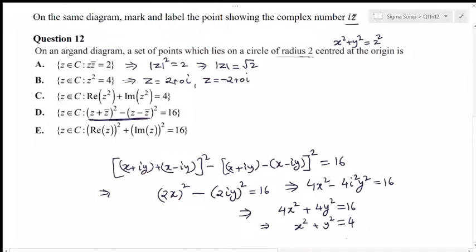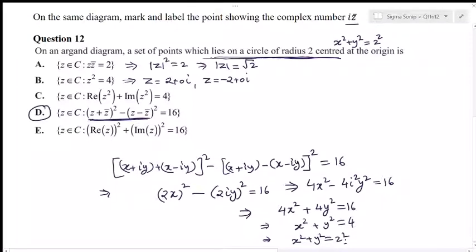And we can see here that this basically is the equation of a circle, x square plus y square equals 2 square. This is a circle and the radius of the circle is 2. Basically this is what we are looking for here. We are looking for all the complex numbers in the set lying on a circle of radius 2. That's what we have here. So D is your correct option.